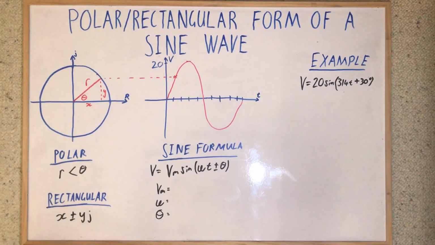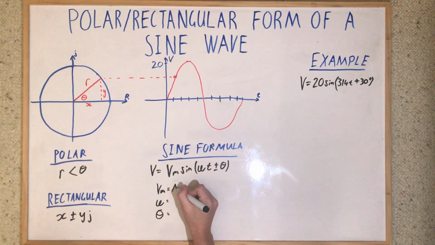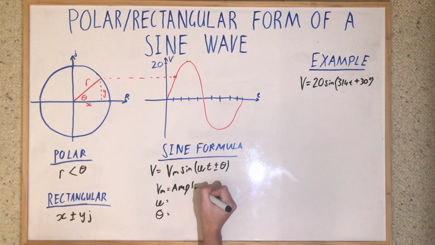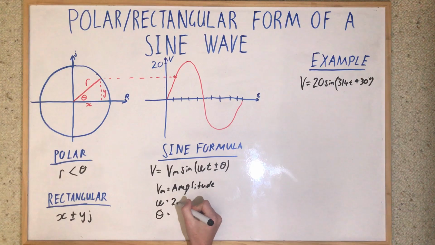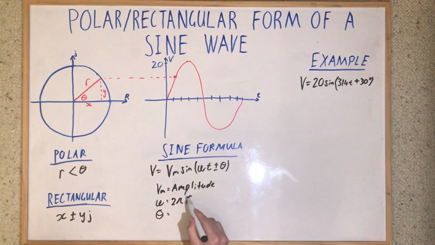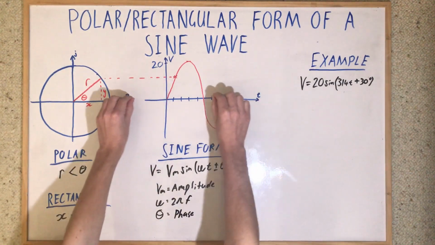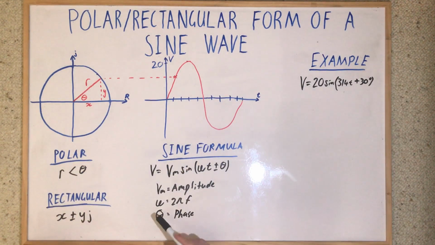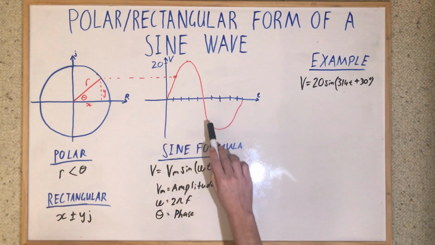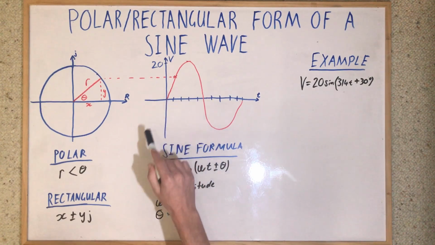Moving on to our sine formula, we have Vm, which is our amplitude, or the maximum value of the wave. We have omega, which is denoted as 2 pi multiplied by f, where f is the frequency of the wave. We have theta, which is our phase. If you can imagine, if you could pick up this wave and shift it left or right, this is known as the phase shift, and this is measured as an angle of how far this sine wave has been shifted from this origin here.